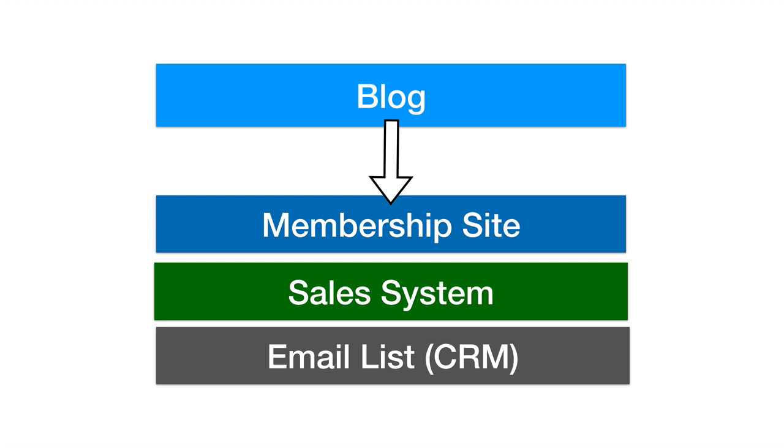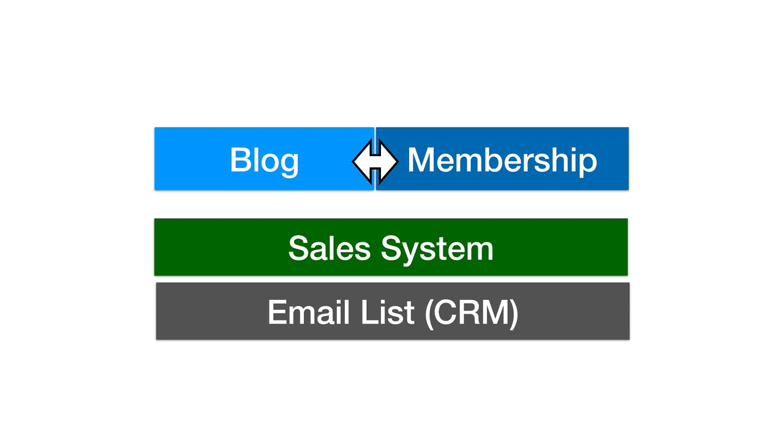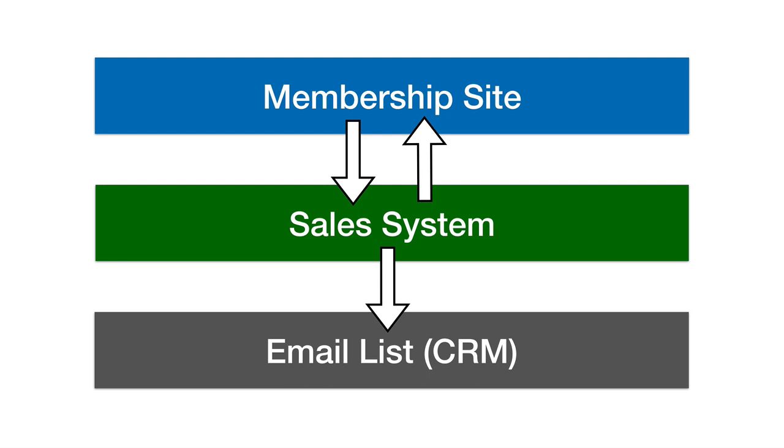Now, in some cases, the blog and the membership are basically one and the same. It's all on the exact same website. You've got some public content, you've got some private content, but once again, you've still got the underlying sales system that controls access to the paid content, and then you're sending people to the CRM. So you've got this two-way integration between your sales system and the membership site. Okay, your membership site's going to send people off.